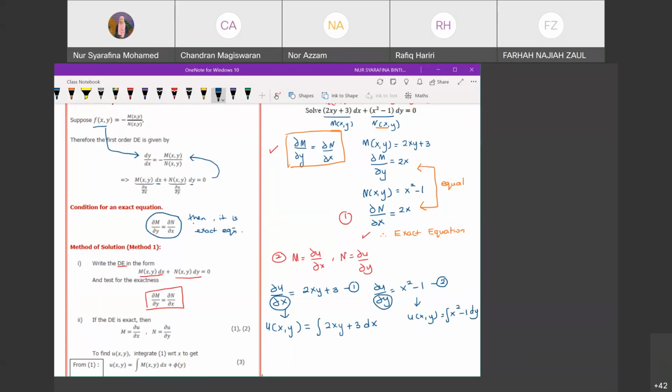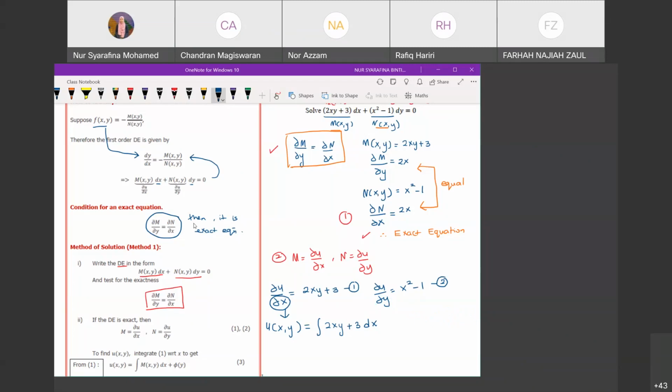Sometimes the function is quite complicated. It is not suitable for integration. Then we don't choose that. So now for the first method, we just choose any one of the functions. Okay, so let's choose the first equation here. So integrate this with respect to x.